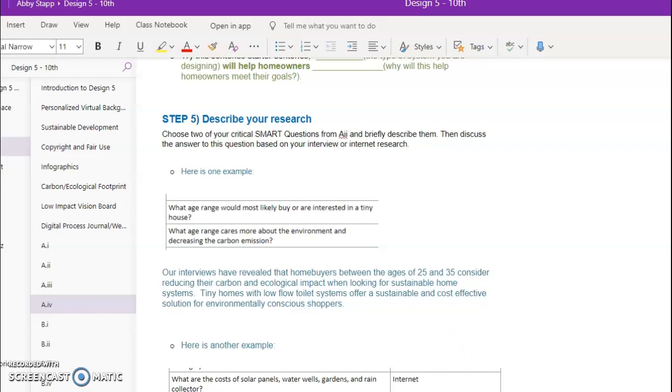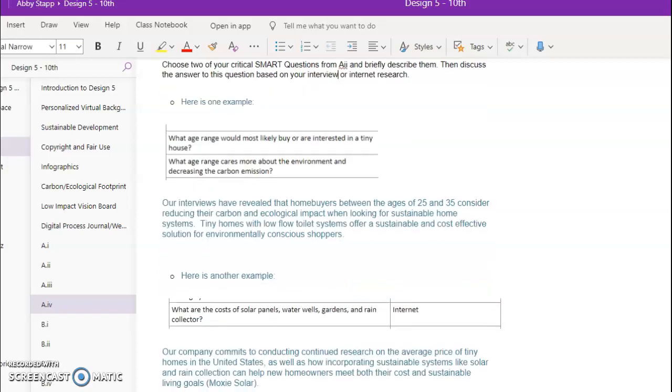Here's an example. Some of the things you identified as important in A2. What was the age range? What age range cares more about the environment and decreasing the carbon emission? And I wrote that into my sentences here. Our interviews have revealed that home buyers between the ages of 25 and 35 consider reducing their carbon and ecological impact when looking for sustainable home systems. Tiny homes with low flow toilet systems offered a sustainable and cost effective solution for environmentally conscious shoppers.